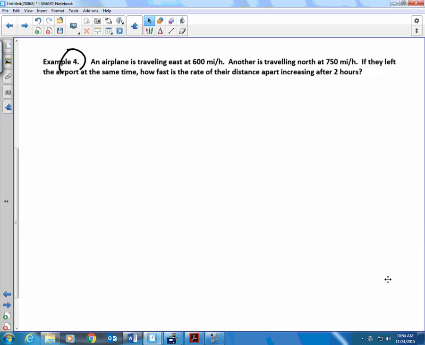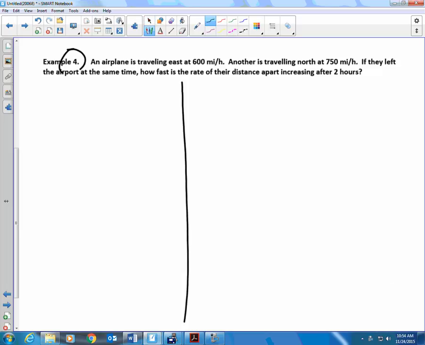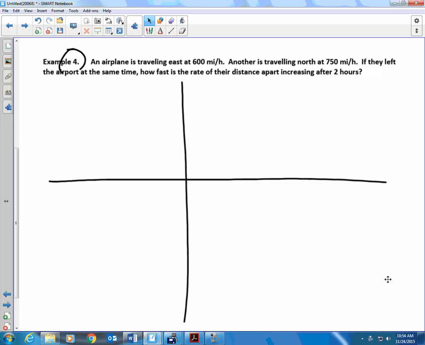All right, an airplane is traveling east at 600 miles an hour. Another is traveling north at 750 miles an hour. If they left the airport at the same time, how fast is the rate of their distance apart increasing after 2 hours? In this type of problem, I would say this is probably the second most common problem I've seen on the AP exam.